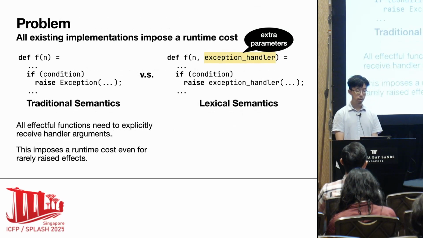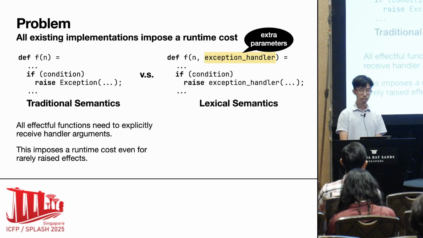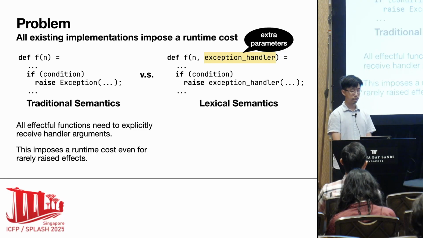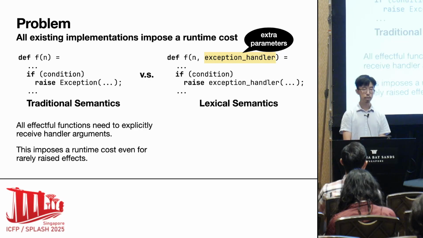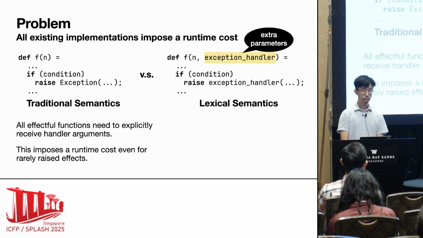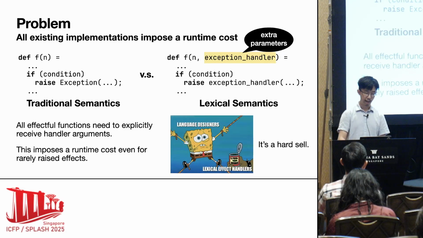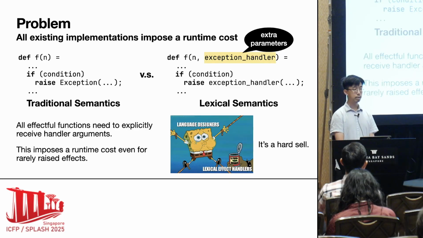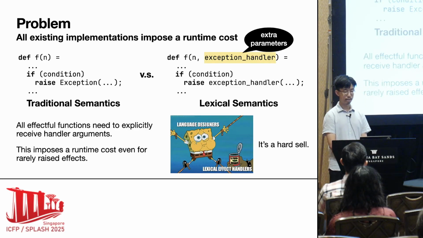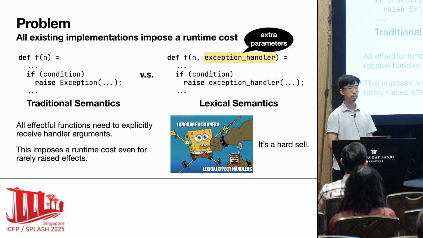However, when compared to the traditional handler semantics, the lexical handler semantics has a performance disadvantage in that every function needs to explicitly receive handler arguments. The passing and receiving of the extra arguments impose a runtime cost, even for rarely raised effects, such as exceptions. And we are concerned that even though lexical handlers have nice theoretical properties, language designers might still shy away from them because of this overhead.